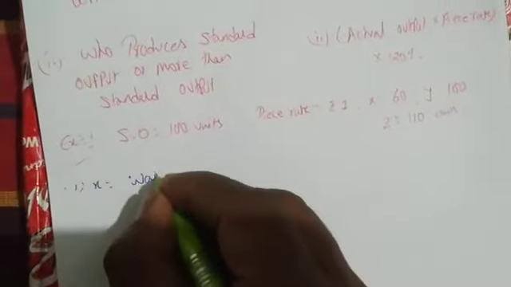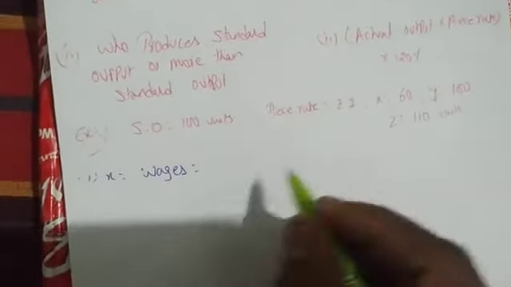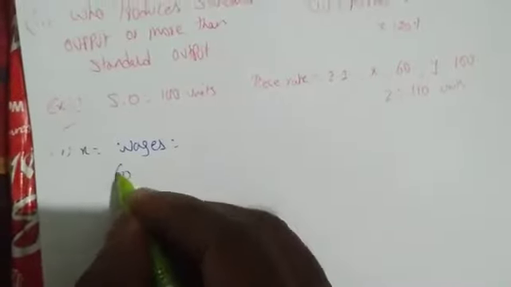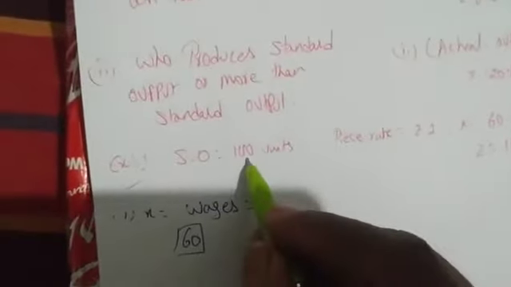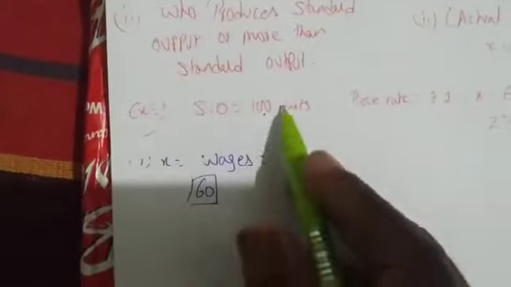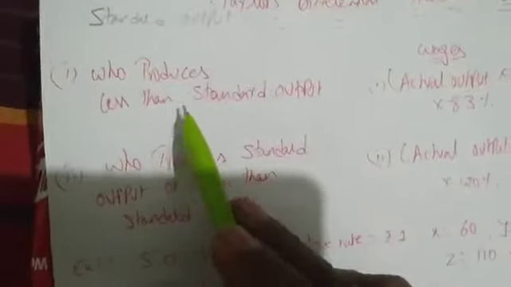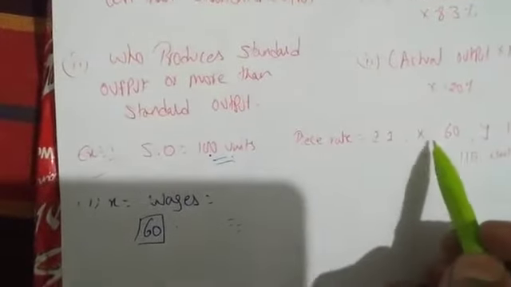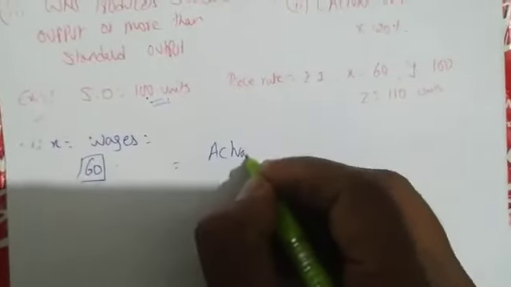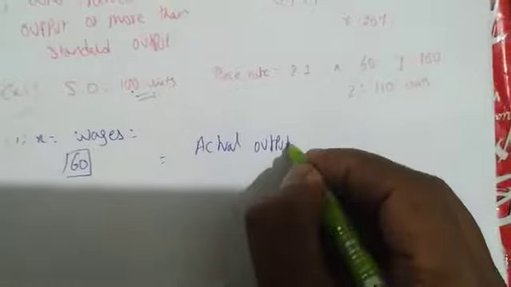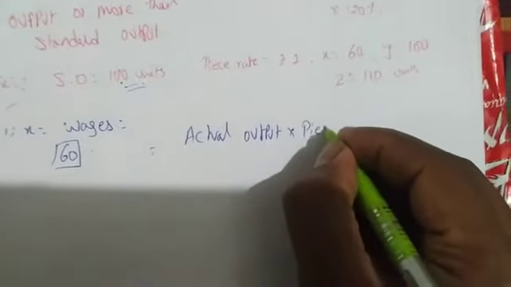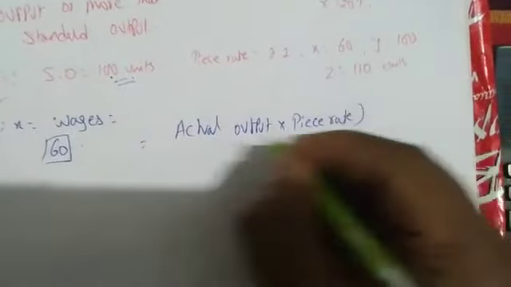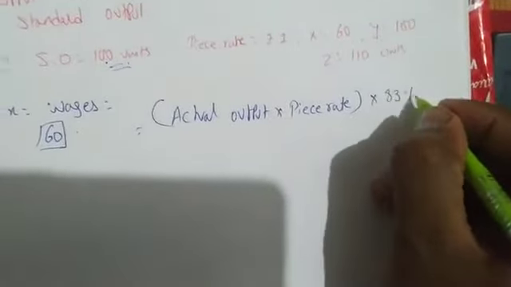So first we'll find X. X's wages equal to how much you produced? You produced 60 units. Now tell me, is 60 less than standard output or more than? This is less than, right? Standard output is how much in the question? 100. He is producing 60. So what is the formula? Actual output into piece rate into how much percentage? 83%.